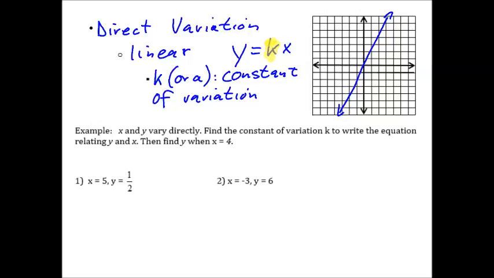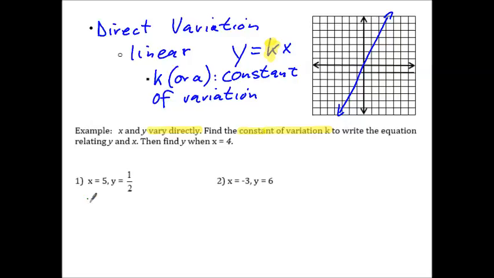Okay, let's look at a couple of examples. I'm going to do the first one, and then I would like you to try and do the second one yourselves, and then compare your work with my answers. x and y vary directly. That is always a key for us to realize. When you hear that wording, then we need to work with direct variation and with our equation y is equal to k times x. And very often we're supposed to find the constant of variation. Find the constant of variation k to write the equation relating y and x. Then find y when x is 4.